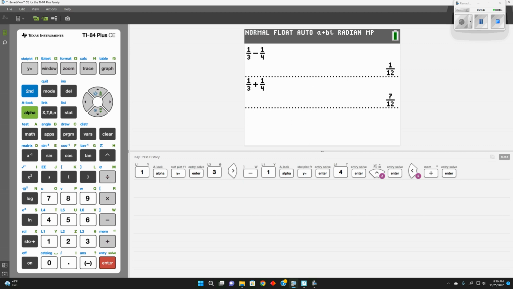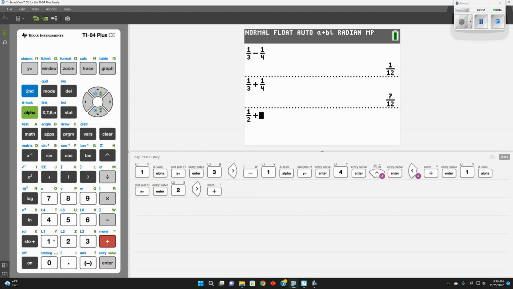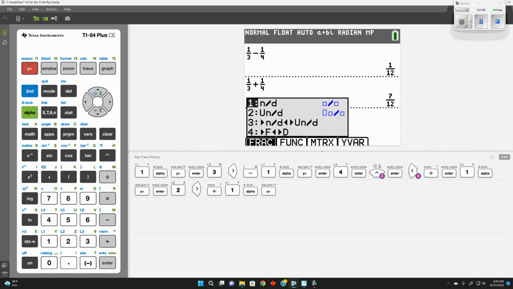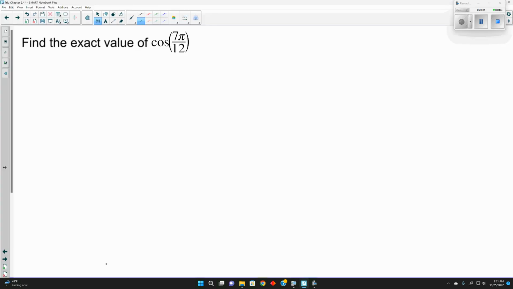Let's see here. Let's try 1/2 plus, well, it's not going to be 1/6 because that'll be 2/3. No. There could be other ways that we get there, because there's not just one way to get to this. But with 1/3 and 1/4, I say once we find one that works, let's just stick with it.